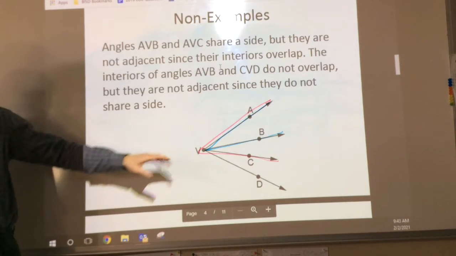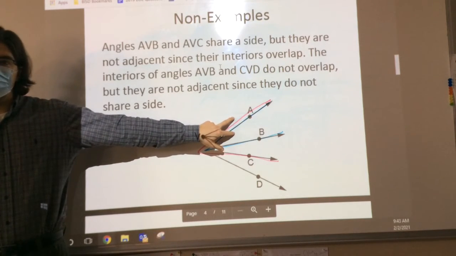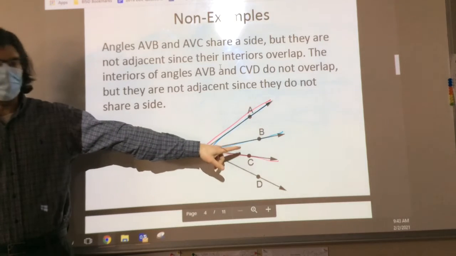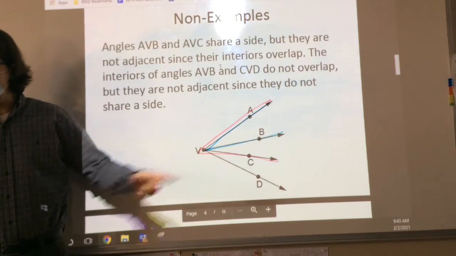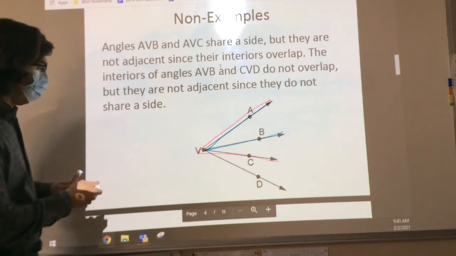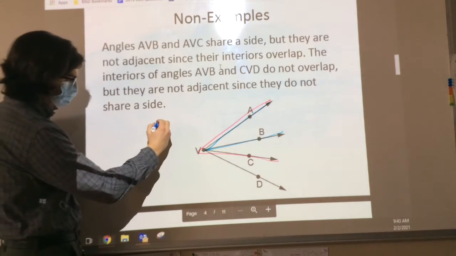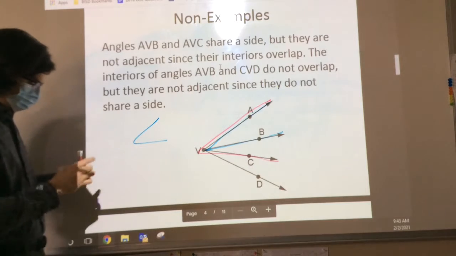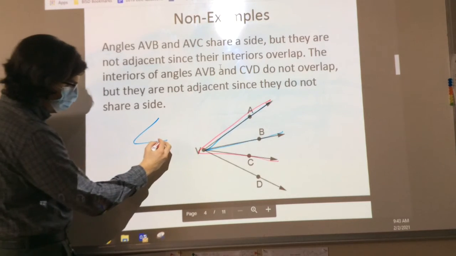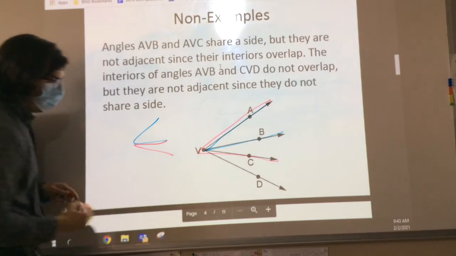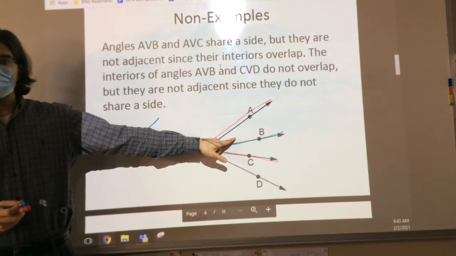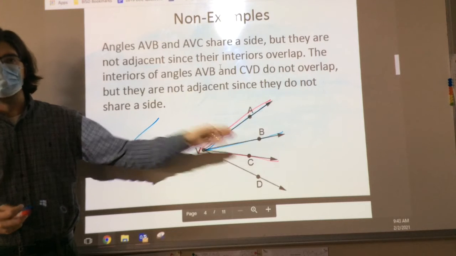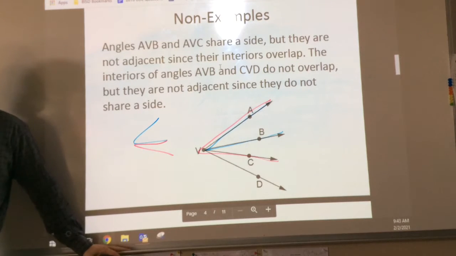Okay, let me show you. We agree they're sharing a side right here, right? Mm-hmm. But do we also see how the blue line, the B line, is intersecting it? It's in between it. So what it has to be, remember, is one that looks like this, where they don't intersect each other. See this blue one though, it's cutting it in half, so that's why they can't be adjacent. These are just two separate angles. Does that make sense or no?